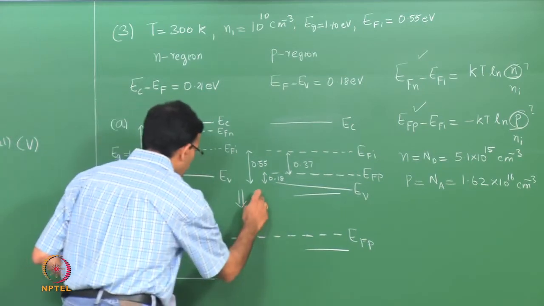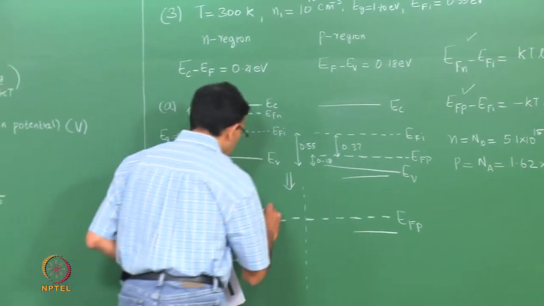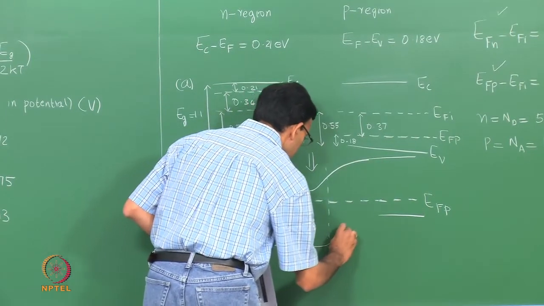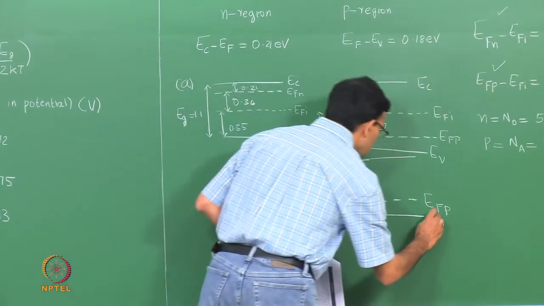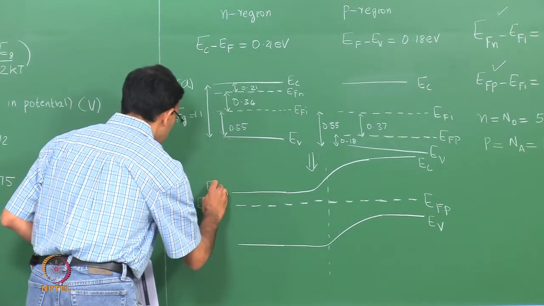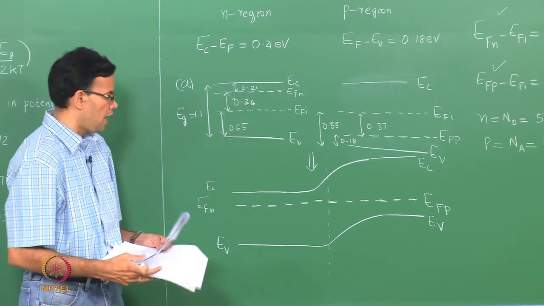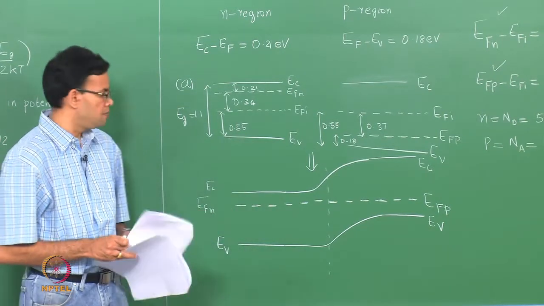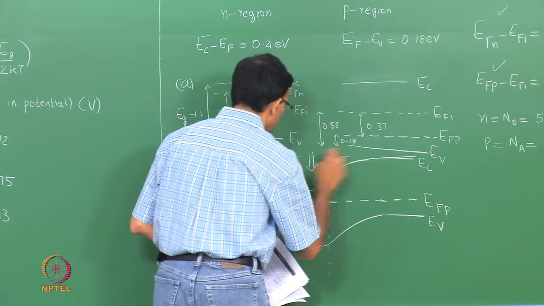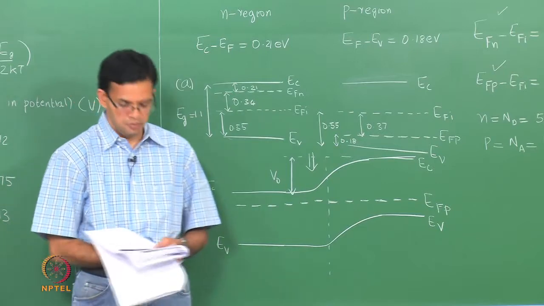Let me just arbitrarily mark an interface between these two and we can show the bands bending, so that these two join. So, this is EV, this is EC, this is EC, this is EV. So, you have the Fermi levels lining up and there is a built in potential, this is a straight line, and there is a built in potential V naught formed at the junction.